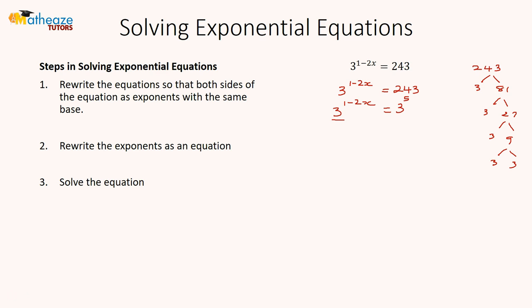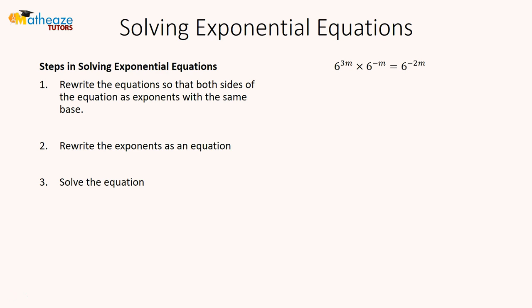So now we have the same base on both sides, so we're going to take the exponents as an equation. 1 minus 2x equal to 5. So we subtract 1 from both sides. So we have minus 2x equal to 4. We divide by negative 2. So we have x equal to negative 2.